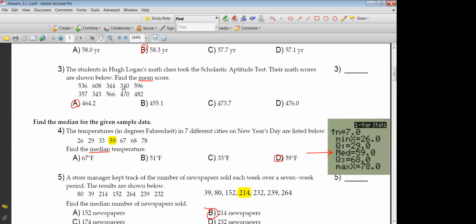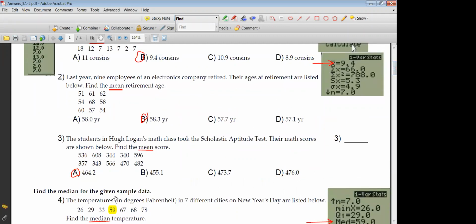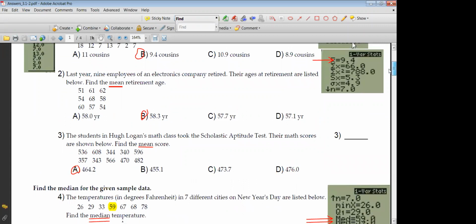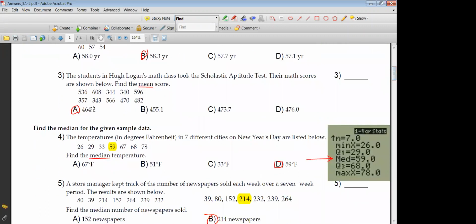These numbers are fairly large, so maybe I would feel more comfortable putting them into a list and go to stat calculate and look for the X bar. In this case here, X bar would have been 464.2. Now, I hear this a lot, people will do this and say, I'm not getting the right answer. Well, let's think about it. How could you not get the right answer? Your calculator does not make mistakes. The calculator only does what you tell it to do. It's a machine.